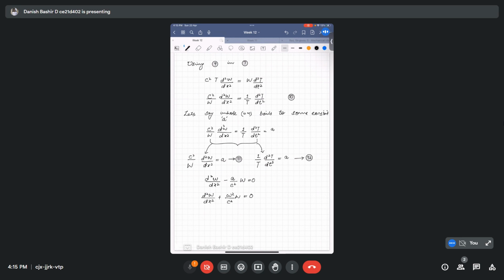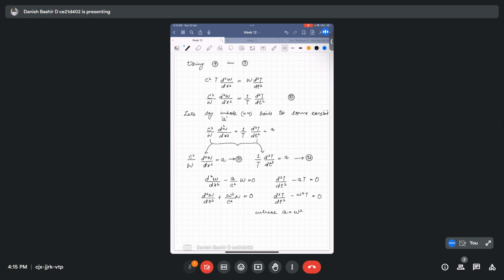Okay, so we have this, and from this one we can write d2 t by dt square minus a times t is equal to 0. This is also a second order linear differential equation, where we can convert it into d2 t by dt square minus omega square t is equal to 0, where we are writing a is equal to omega square. Keep that in mind.